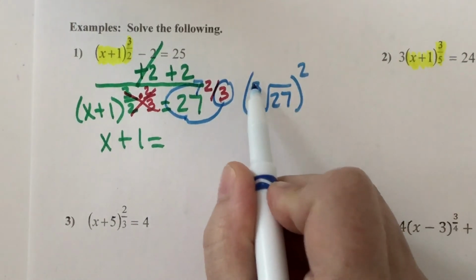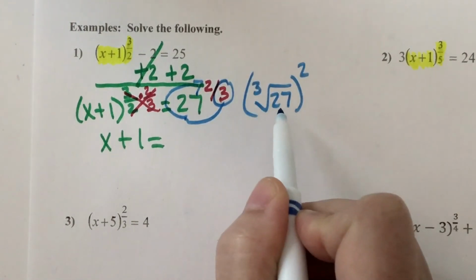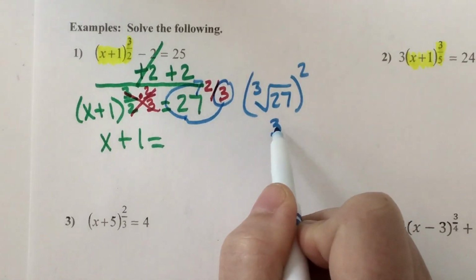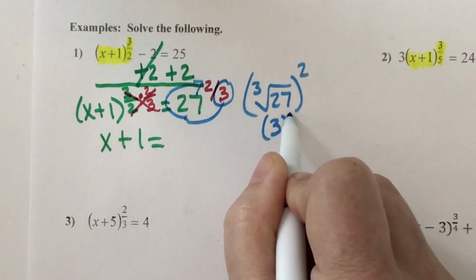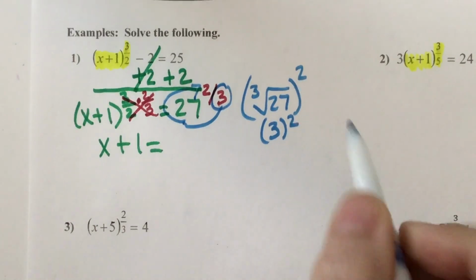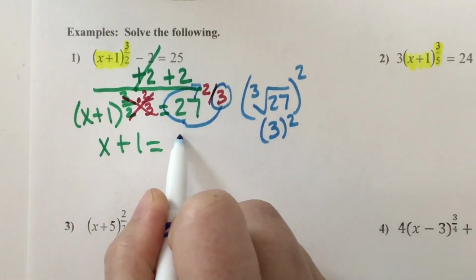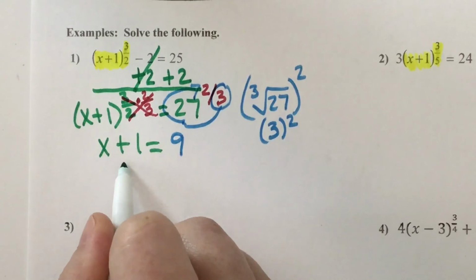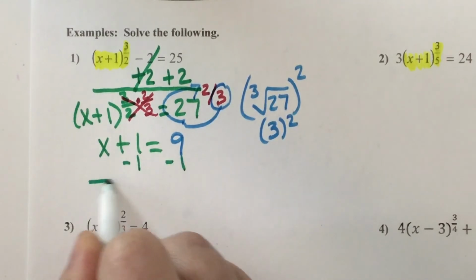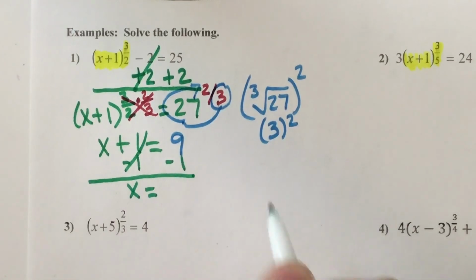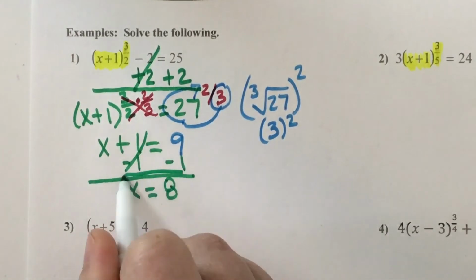Okay, so what's the cubed root of 27? 3, because 3 times 3 times 3 is 27. And then I'm going to raise that to the second power. And then what is 3 squared? 9. Okay, so this side became a 9. So now to get x by itself, what would I do? I would subtract 1. And then the x would come down, and what's 9 minus 1? 8. And that's my answer.